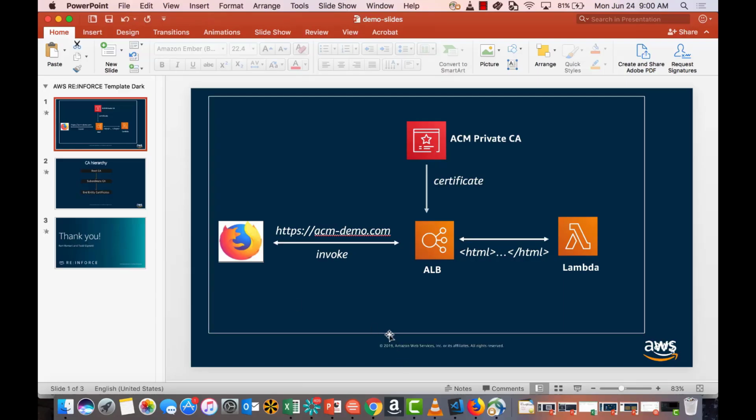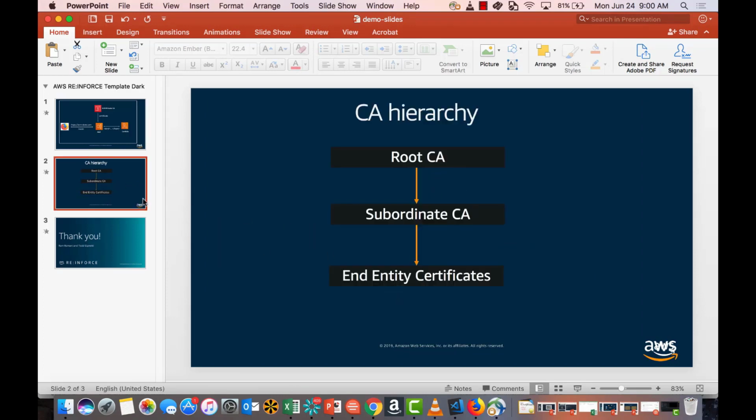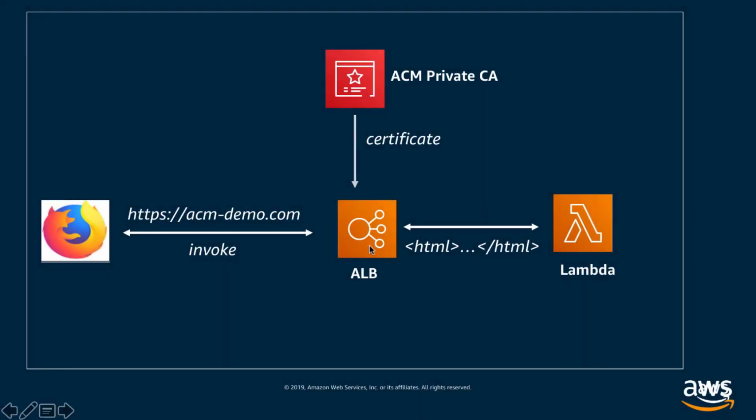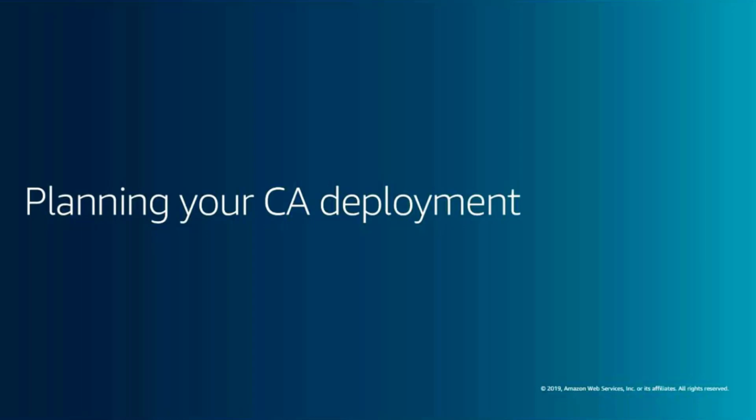So we were able to create a private certificate authority hierarchy and then issue an end entity certificate, and then go back to the application load balancer, put that end entity certificate on it, and make it trusted by the Firefox browser. Thank you. This is what I wanted to show you. Thanks. Thank you, Ram, for the demonstration.